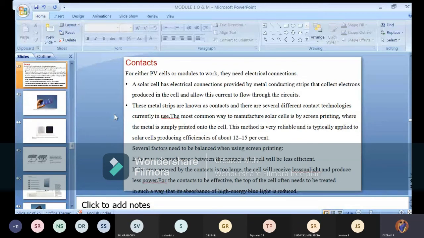A solar cell has electrical connection provided by metal conducting strips. Simply think about your diode. You have a semiconductor material connected by two contacts. We call those ohmic contacts, where it is going to give the power, power in the sense of current. Similarly, here also a solar cell has electrical connections provided by metal conducting strips that collect electrons produced in the cell and allow this current to flow through the circuit. So that is called a contact.